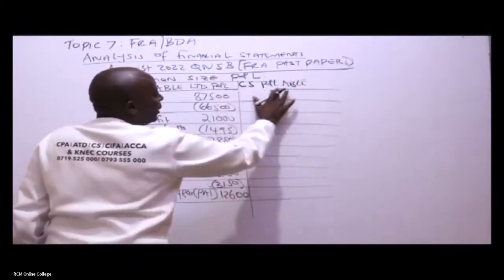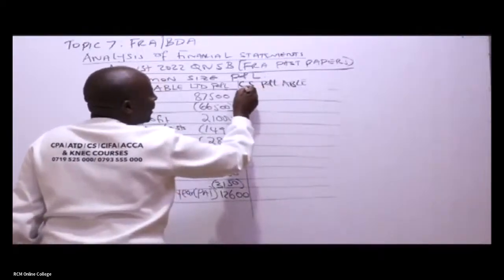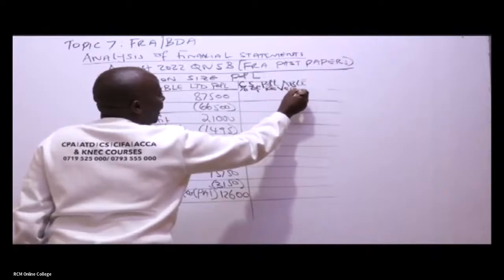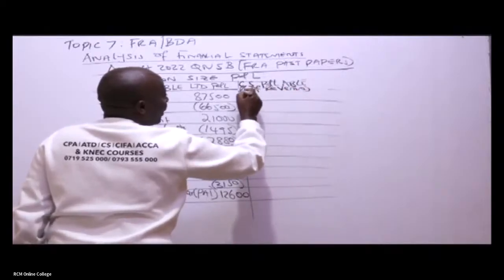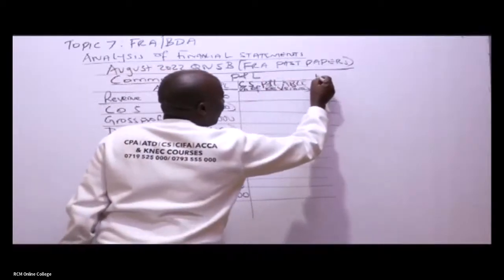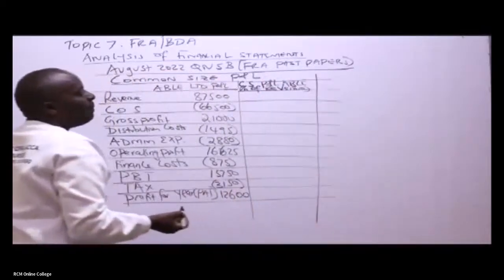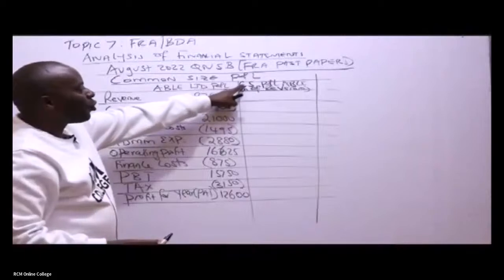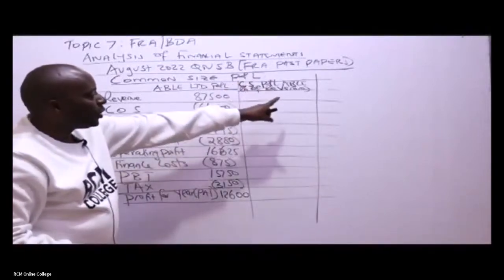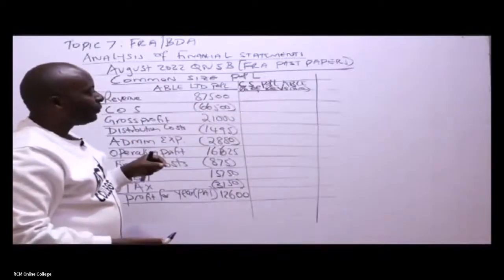So remember that this basically will be a percentage of revenue. Everything is to be given as a percentage of revenue. So let's first of all finish for Able. CS stands for common size, common size profit and loss for Able.